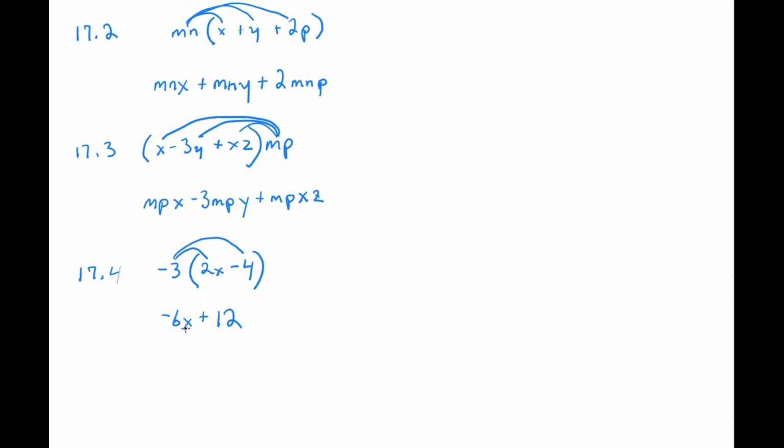So now we look at the second term. Negative 3 times the second term of negative 4 is going to give us a positive 12. So we write down positive 12. That's all we can do. That's the answer. So if you got negative 6x plus 12, good job. You get a smiley face.